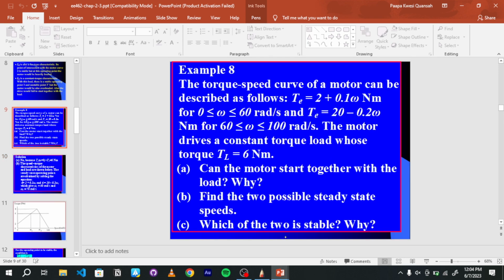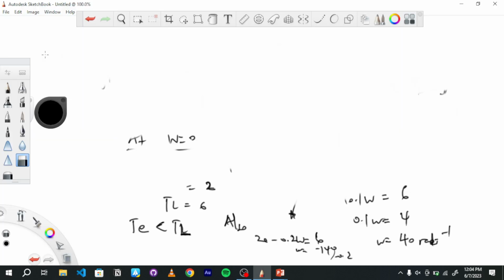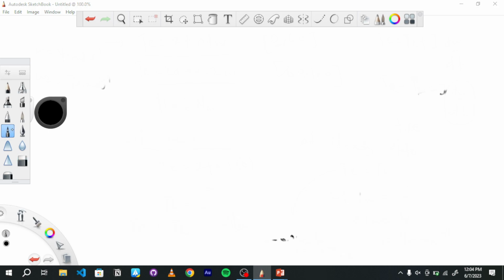Now the last question is: which of the two speeds is stable? Let's see. For stability, we say that dTL d omega should be greater than dTE d omega at the steady state speed. So let me find dTL d omega. TL is constant, it's 6. If you differentiate a constant, you get 0. So dTL d omega is 0.